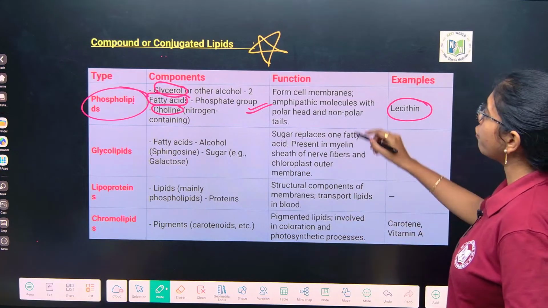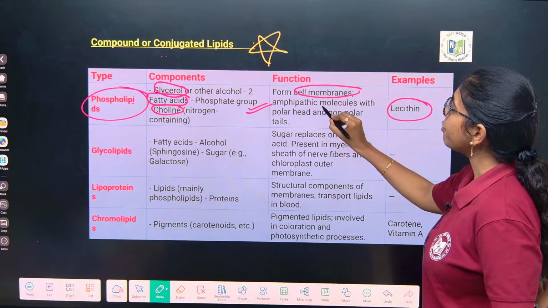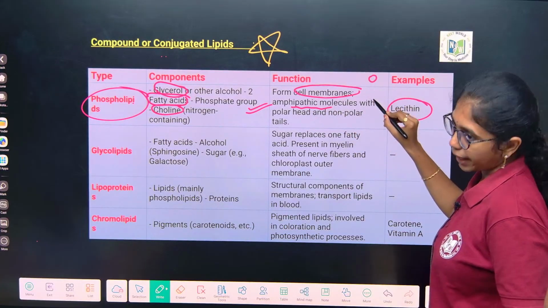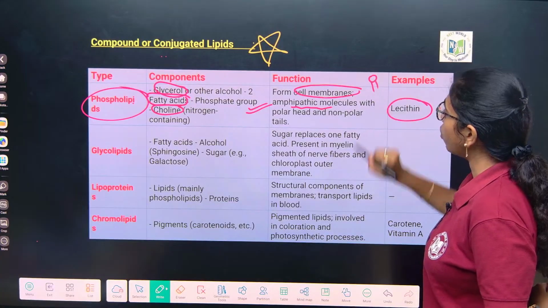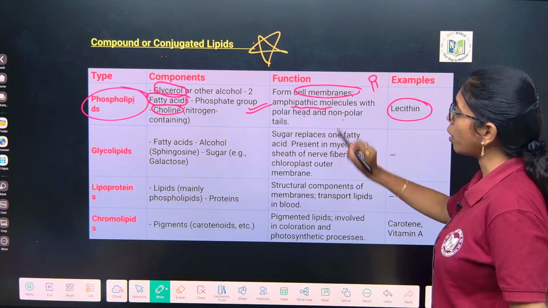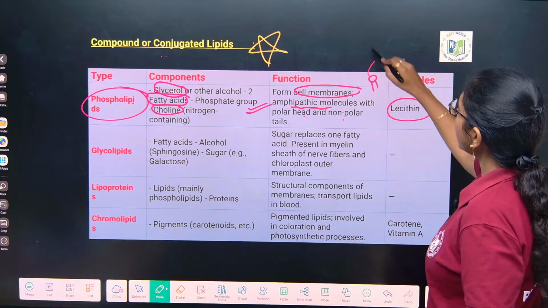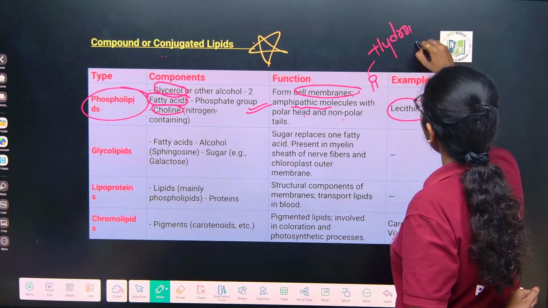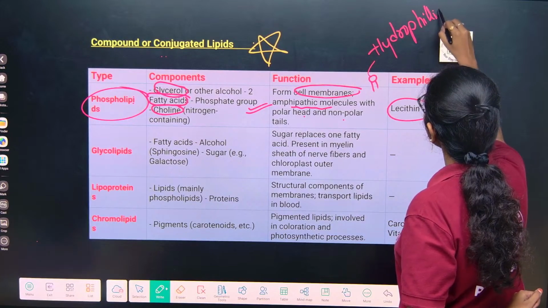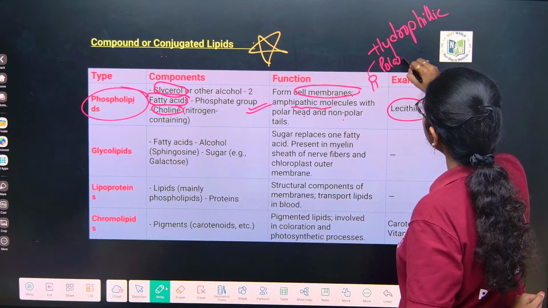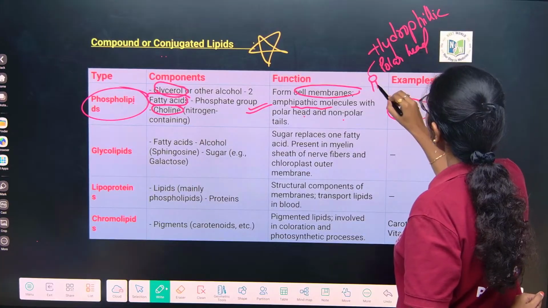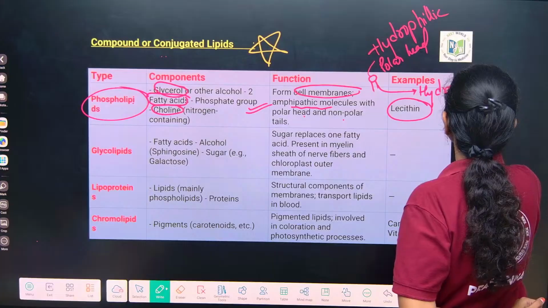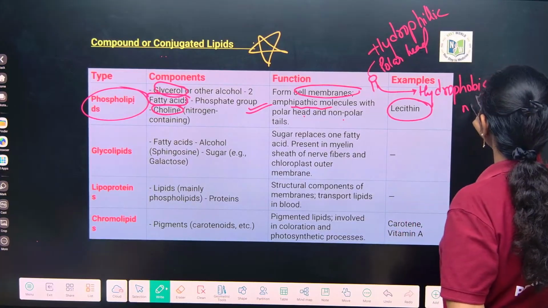Functions include forming cell membranes. They are amphipathic molecules. Amphipathic means they have both a hydrophilic head and a hydrophobic tail, with a polar head and non-polar tail. Polar head is what? Hydrophilic polar head and hydrophobic non-polar tail.